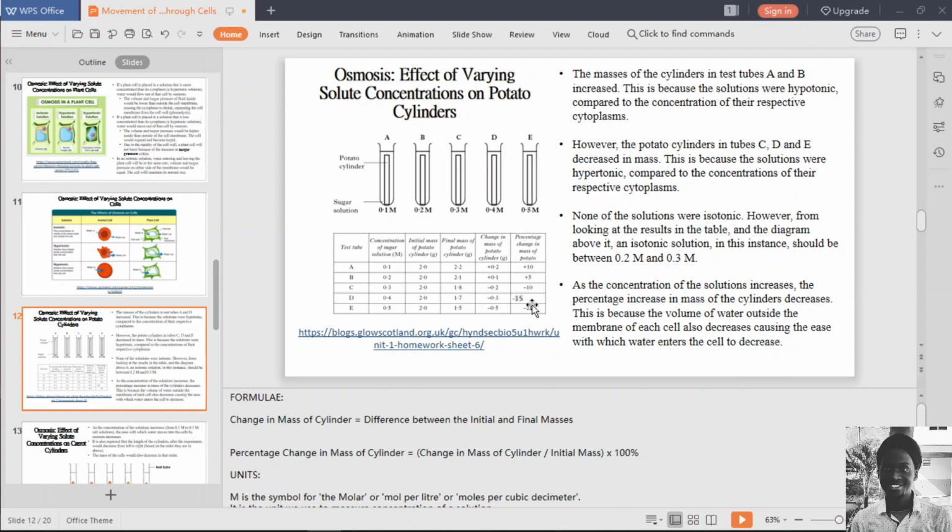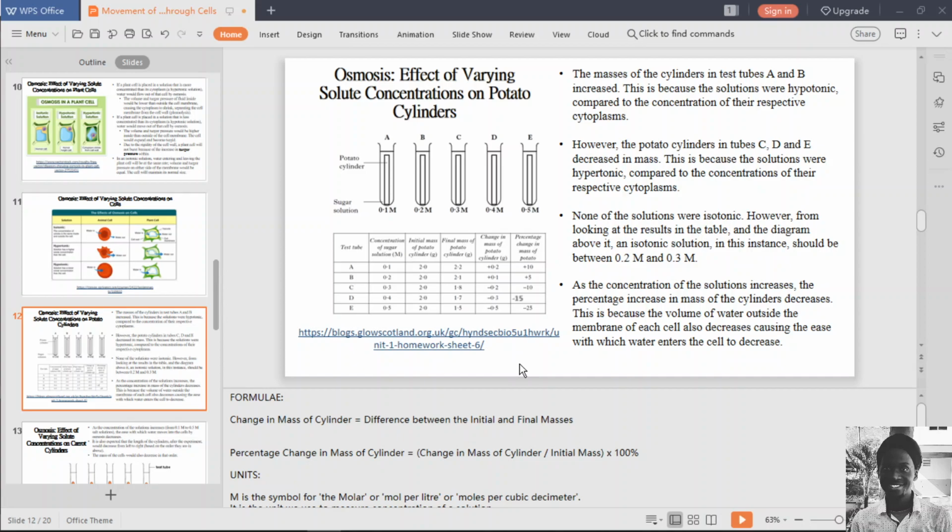Now by way of inference or deduction, we would expect that an isotonic solution would be between the 0.2 molar and 0.3 molar solutions. So somewhere between those two solutions, maybe 0.2 something molar, would be an isotonic solution. That's the approximate concentration of the cell cytoplasm, somewhere between 0.2 and 0.3 molar. And that's by inference.